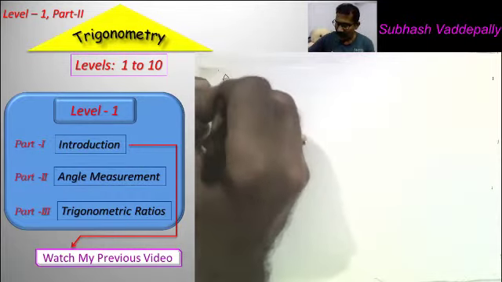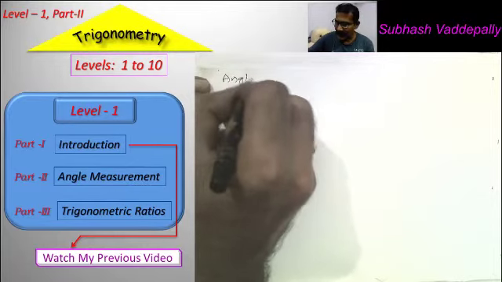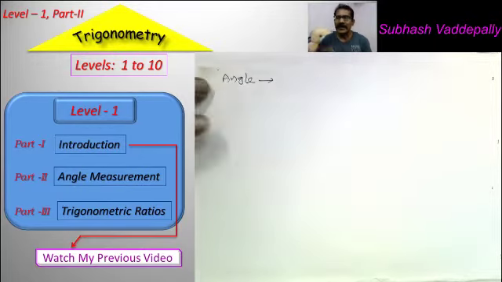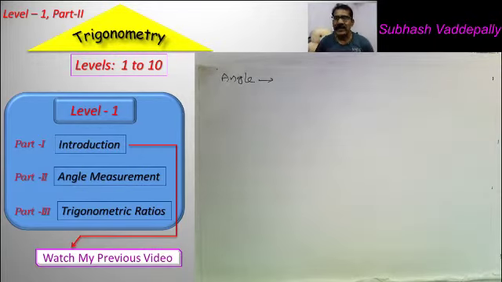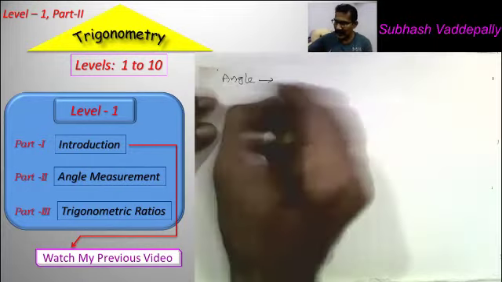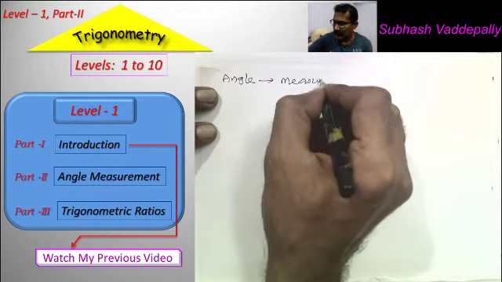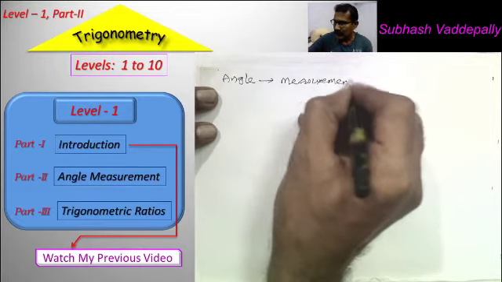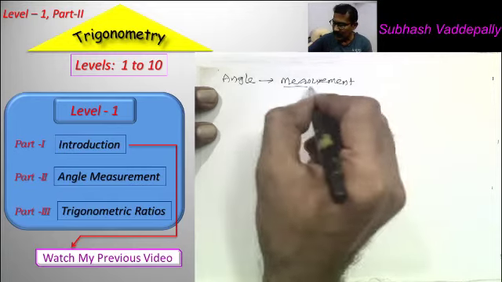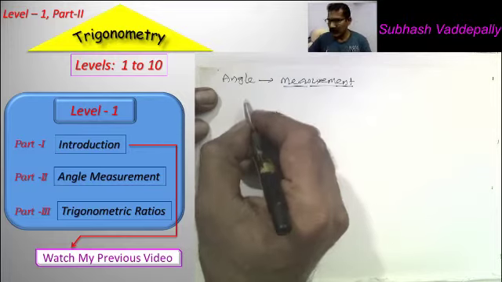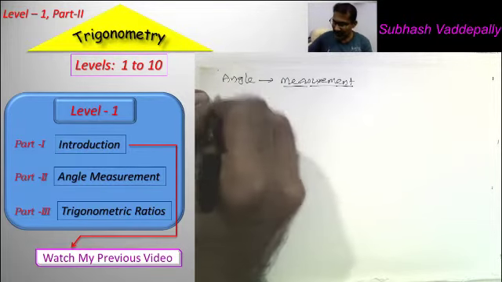Here, if I say the word angle, it is a physical quantity. So every physical quantity will have a measurement. So in this video, we are learning what are the different units to measure an angle. There are three different units of measurement of angle. So let us see one by one.